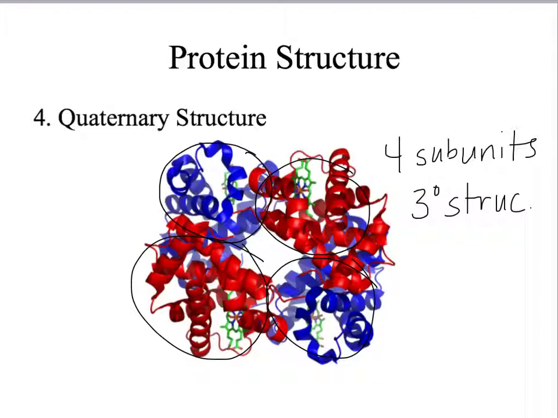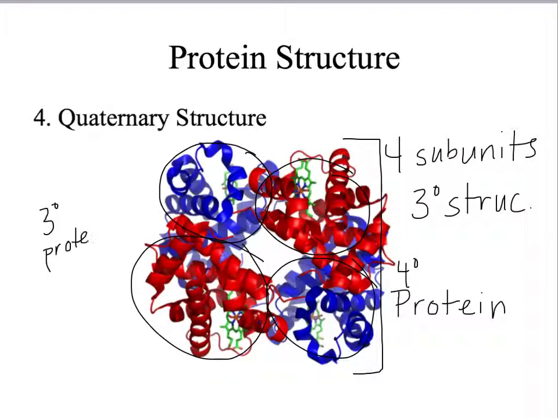So at this point, we can call this a protein. So the whole thing is a protein. But remember I said in class that some proteins also have that tertiary structure. So a protein could be a tertiary structure or a quaternary structure. This example just happens to be a quaternary structure.